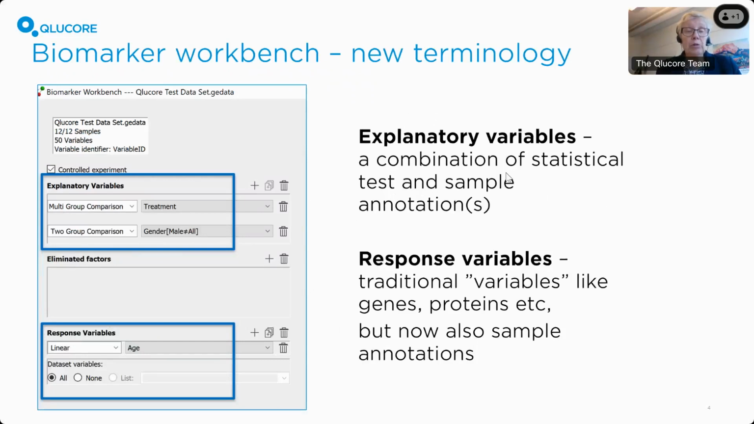And in the Biomarker Workbench, we introduce some new terminology. So we talk about explanatory variables, which is the combination of statistical test and sample annotation. In the same way as we have always used it, but now it has a name. And then we also have response variables, and traditional variables like genes, proteins, and so on are response variables. But now sample annotations can also be response variables when we are looking for the correlation.